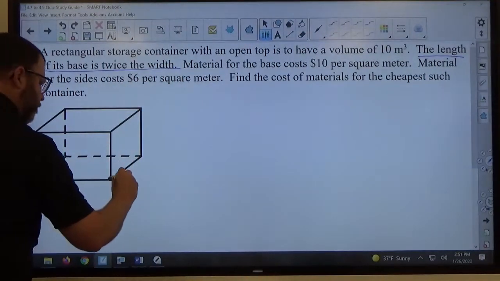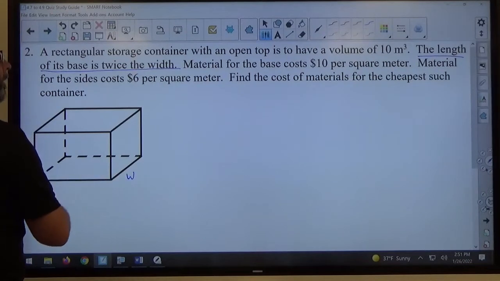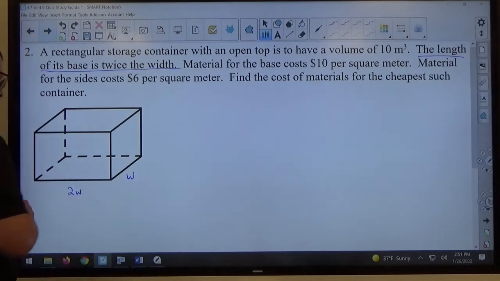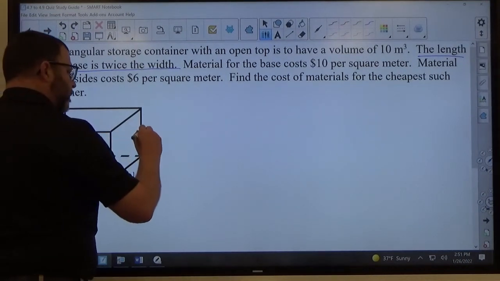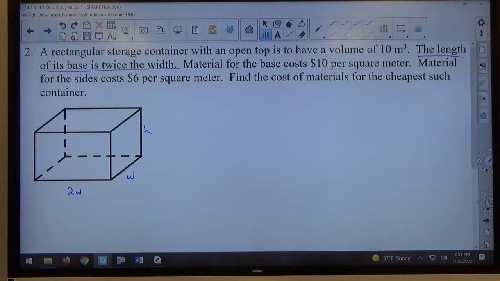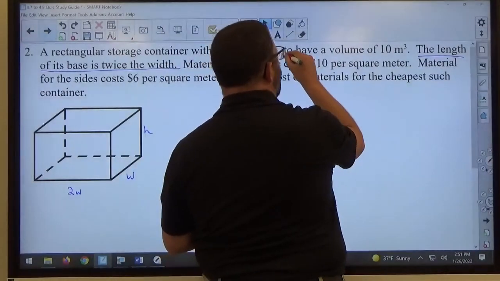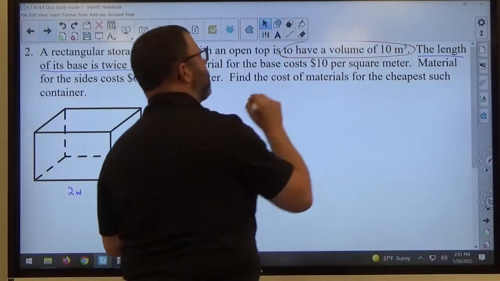So if I let the width be W, the length is twice the width, so 2W. It doesn't give us any rules for the height, so I'm going to assume the height is something different than the width. So I'm going to use a different letter to represent that. They always hold something constant in these problems. In this case, it is to have a volume of 10 cubic meters.